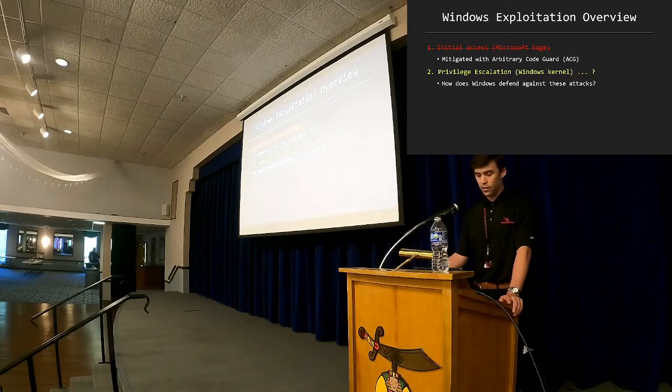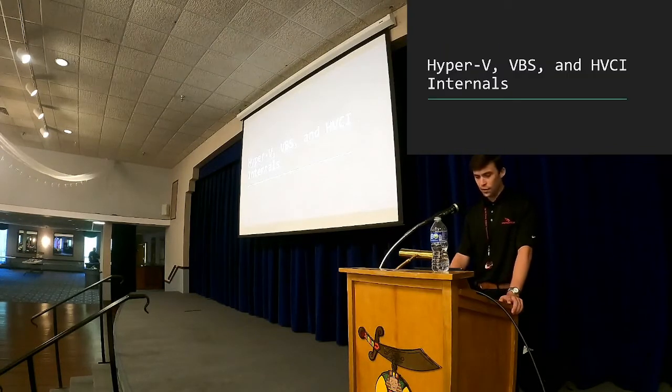So we need to address this problem of how do we address this if the kernel is the highest security boundary essentially on the OS. And that's exactly what we'll talk about here. We'll talk about Hyper-V. We'll talk about VBS, which is Virtualization-Based Security, and then HVCI a little later. We'll get to that.